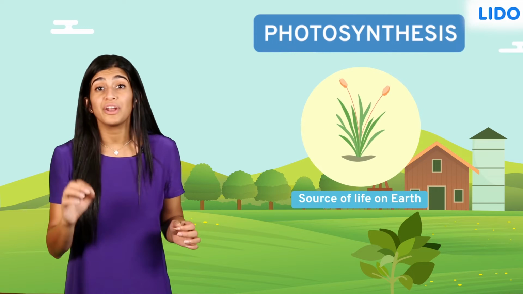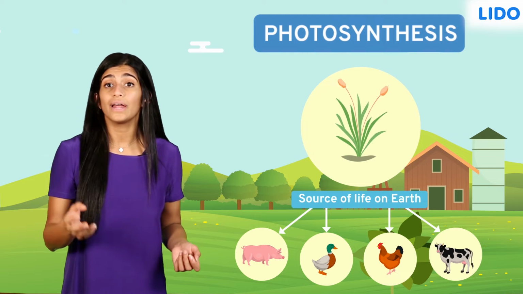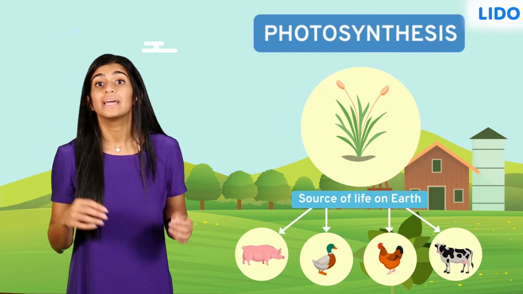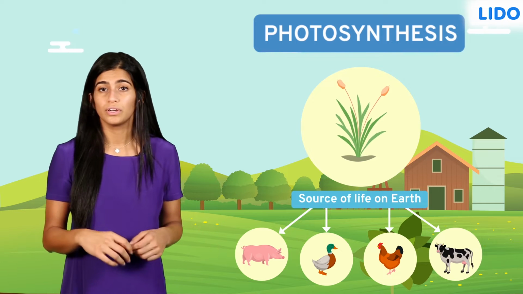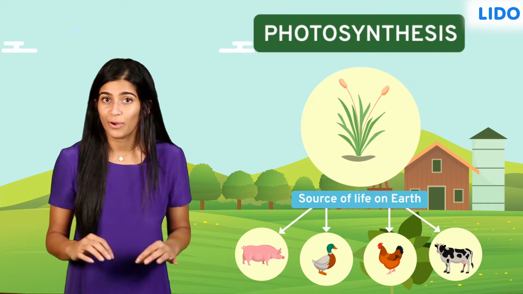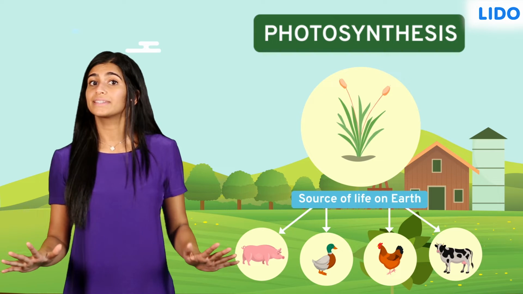Plants are the very first link of every food chain. That is, all other organisms, being heterotrophs, depend on plants directly or indirectly for their food. Photosynthesis, therefore, is ultimately the source of life on Earth.